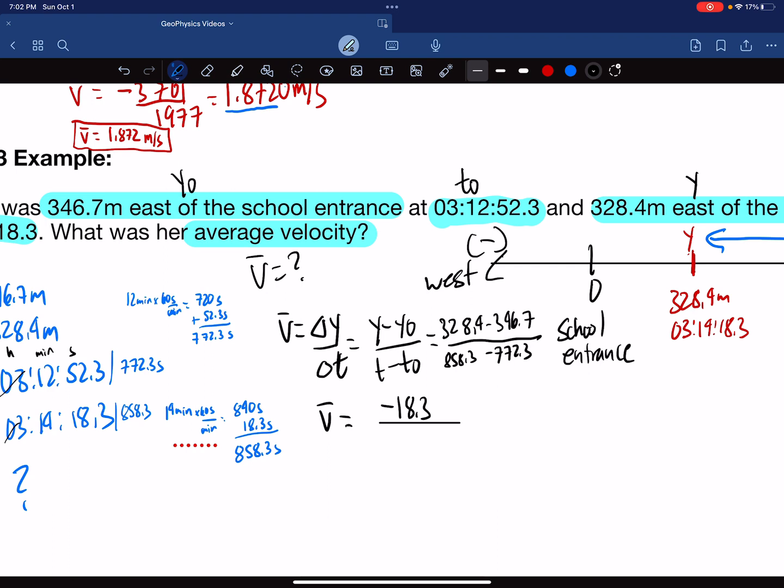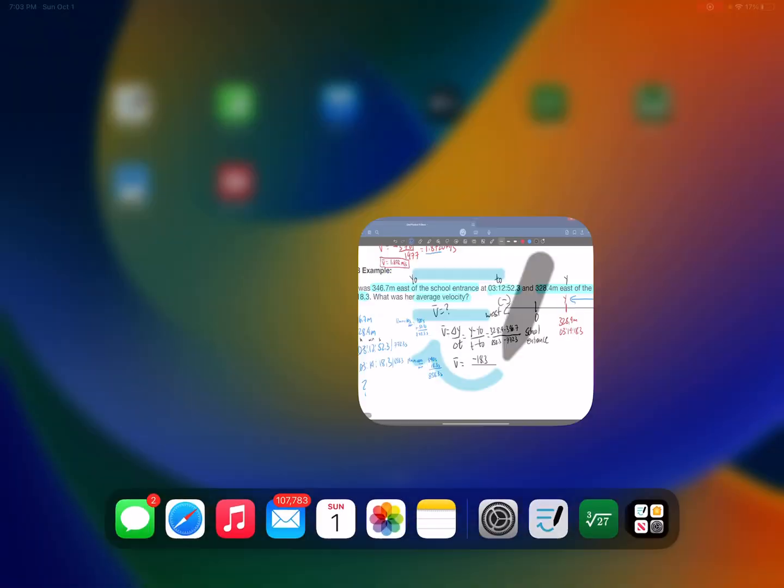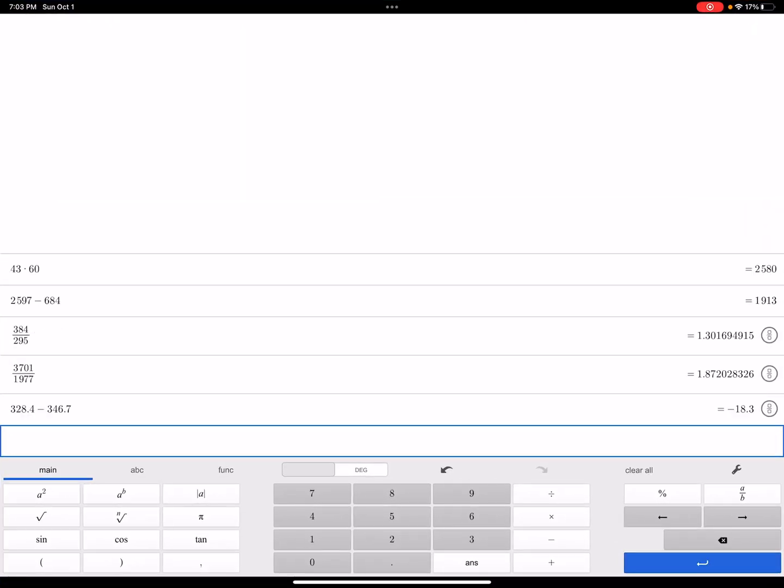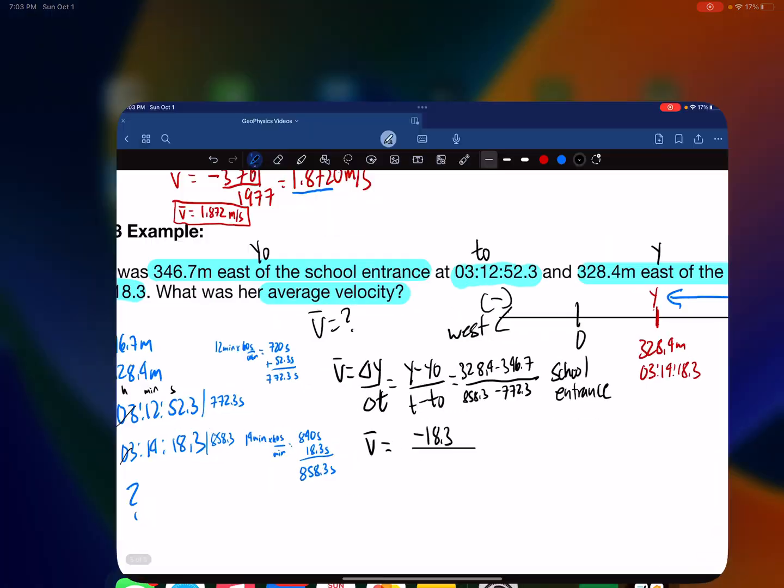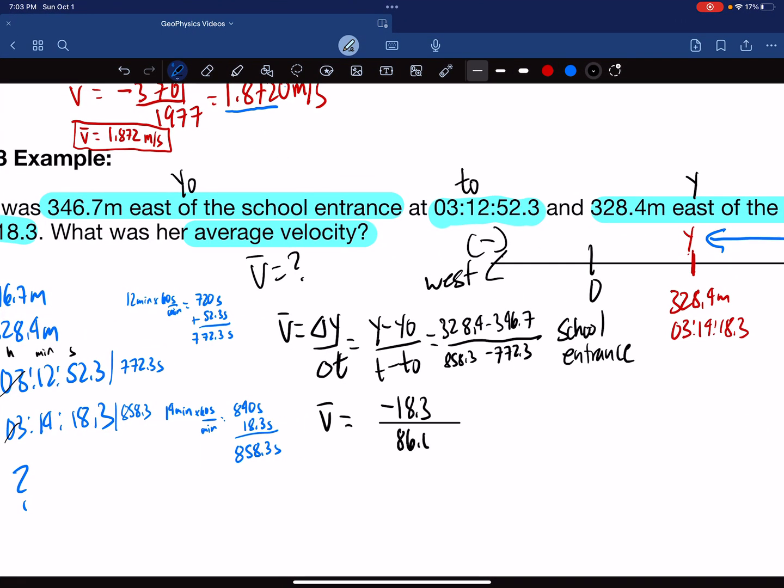And now we have 858.3 minus 772.3 gives us exactly 86 seconds. But you notice that 0.3 and that 0.3, we knew these to the 10th place. And we subtract this, even though the calculator is telling us 86, the difference is really 86.0. We knew both of those numbers to the 10th, so we know 86 to the 10th. And that's tricky. So that is 86.0.